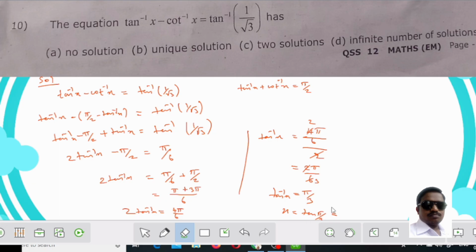The value of tan pi by 3 is root 3. So we are getting x equal to root 3, only one value for x. So a unique solution exists. So the number of solutions is a unique solution. You can write option B as right: unique solution.